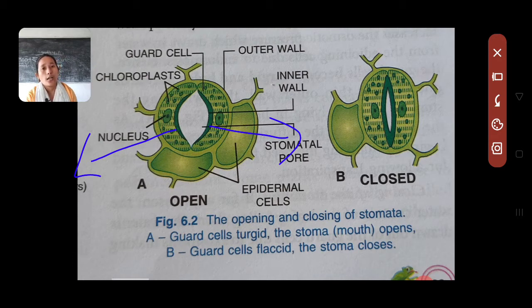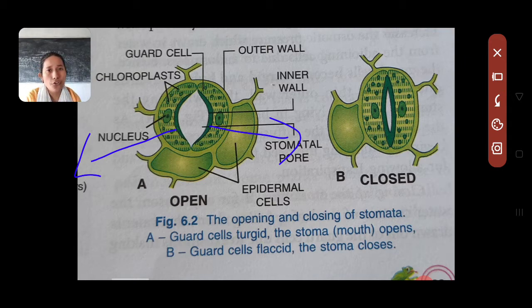The opening and closing of stomata is because of the movement of water into the guard cell and out of the guard cell. Now this movement of water is based upon two theories I told you. One is potassium ion theory, another is sugar theory. First let us discuss potassium ion theory.